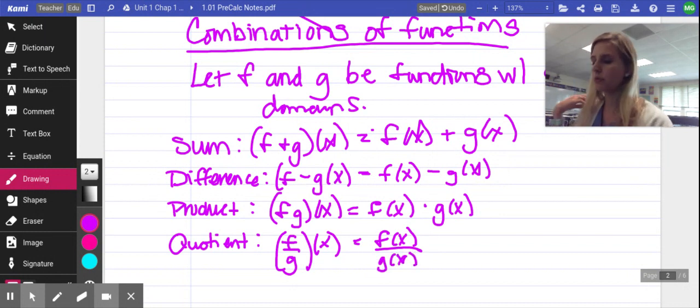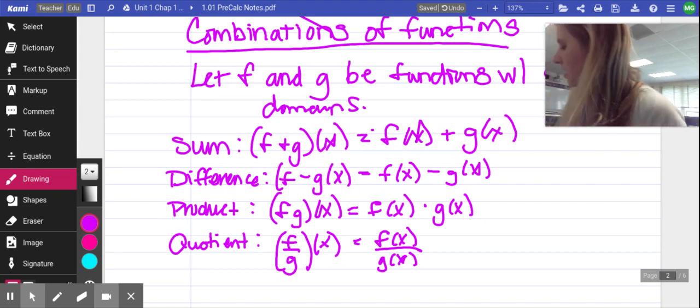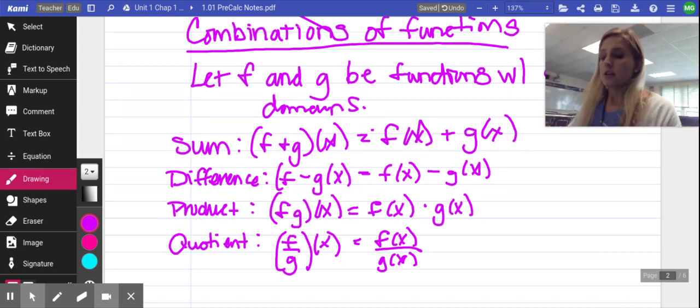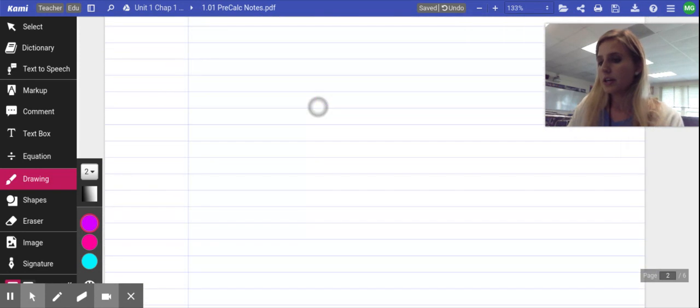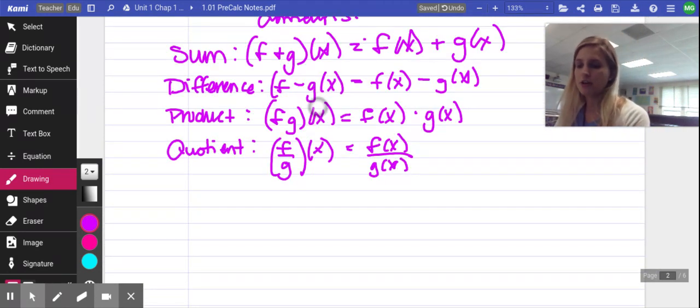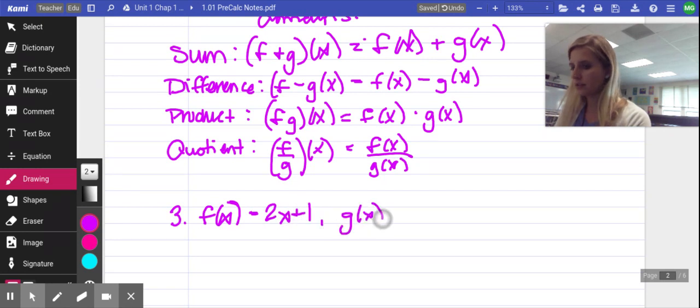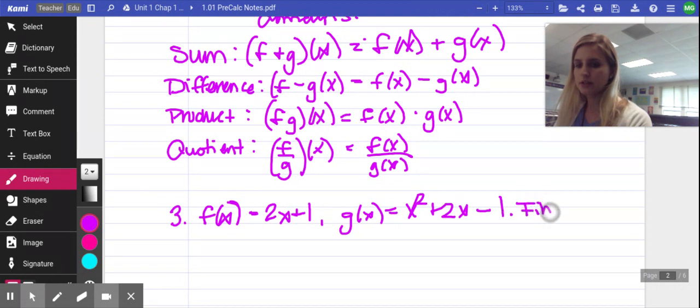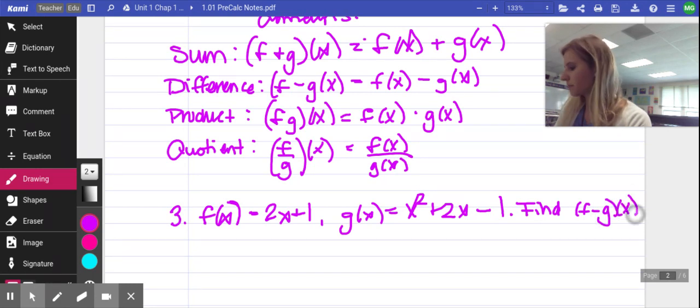So I'm not going to go through an example of all of these individually. I'm actually just going to do one with difference. So the idea here is you can just separate it and evaluate each one individually. The reason I'm doing difference is because there is a very common mistake, so I want to go over that. So f of x equals 2x plus 1, and then g of x is equal to x squared plus 2x minus 1. I want you to find the difference. So I want you to find f minus g of x.